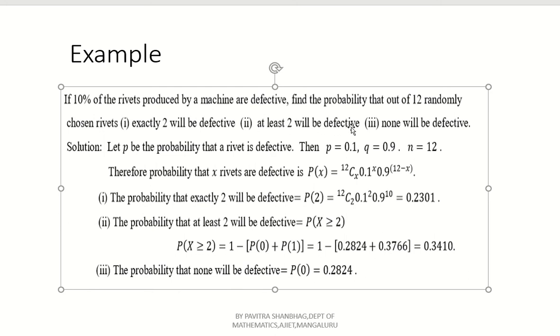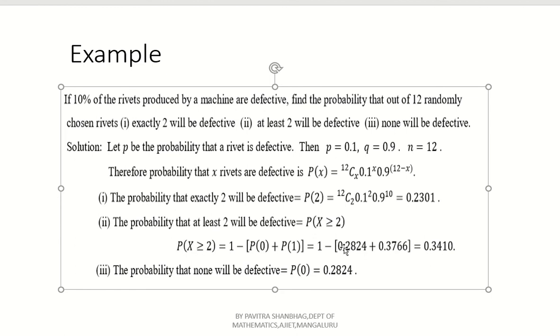Now what is the next case? At least 2 will be defective. Again you have to remember here, instead of calculating from 2 to 12, you have to take P of x greater than or equal to 2 means 1 minus, bracket, P of 0 plus P of 1. Here bracket is there, be careful. The probability that at least 2 will be defective means 2 or more than 2, right? That is P of x greater than or equal to 2, which can be calculated with the help of 1 minus P of 0 plus P of 1, which is equal to what?